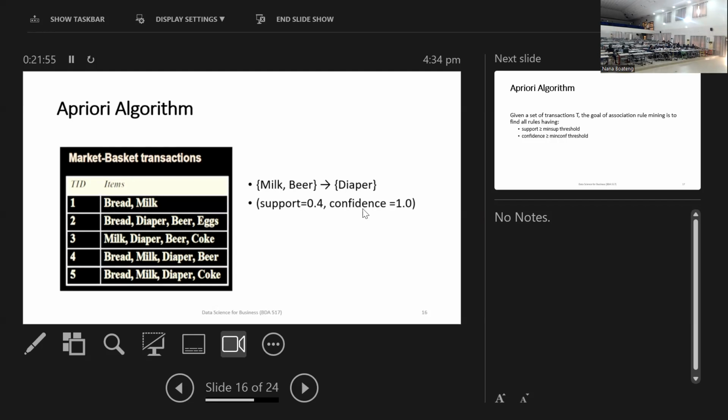Now check milk, beer, and diaper. Work it out and see if you get the same answer as I have. Work out the support for milk, beer, and then diaper. So now it has changed. The antecedent is milk and beer, and then the consequent is diaper. Please work it out. I have a very good reason for telling you to do it.